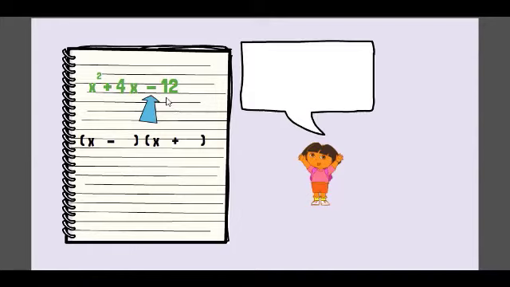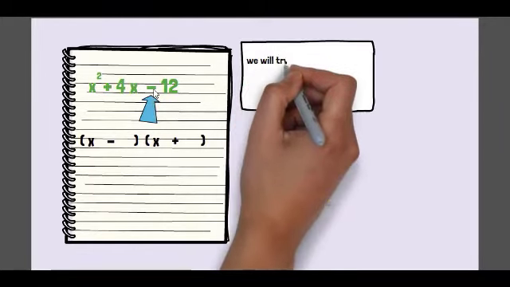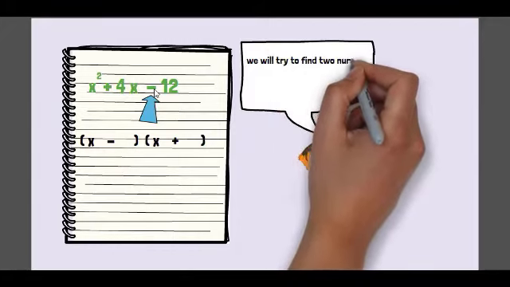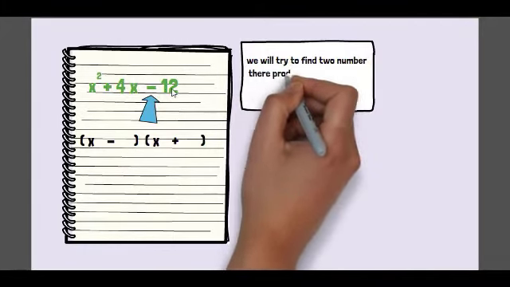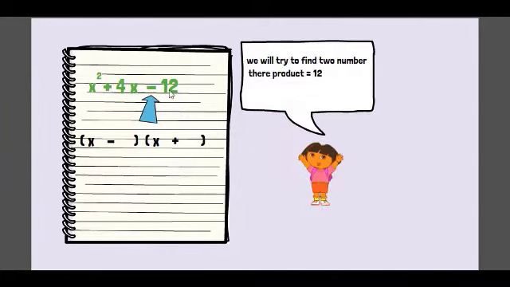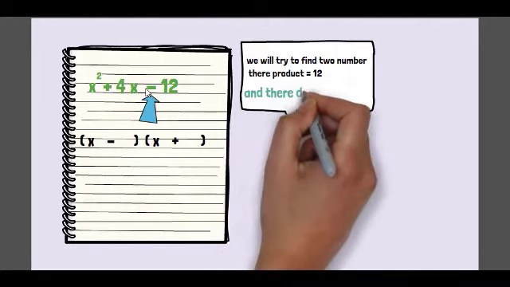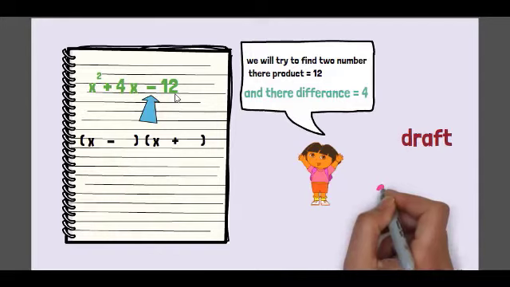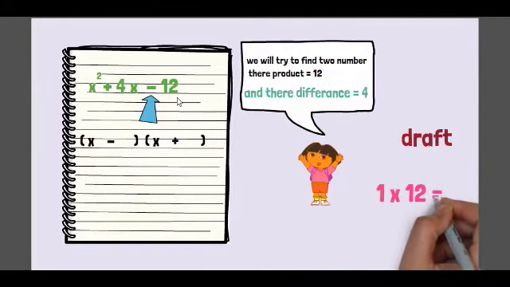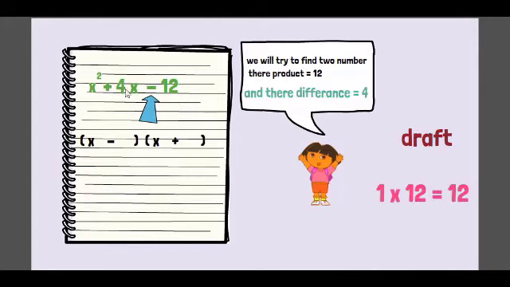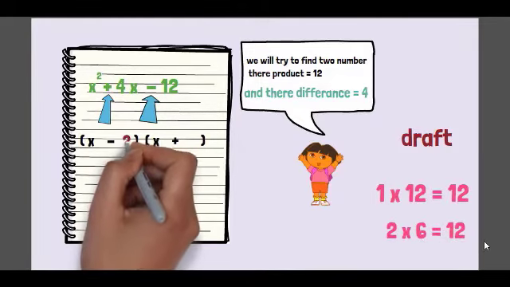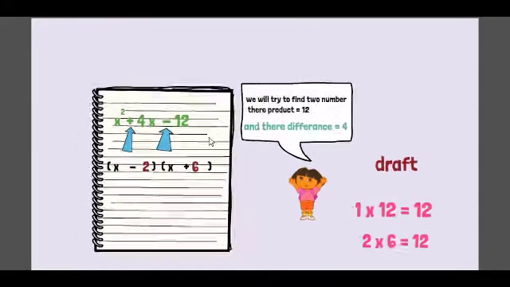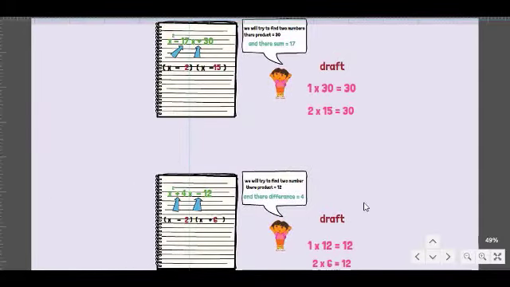Dora says that if the sign of the third term is negative, we'll try to find two numbers whose product equals 12 and whose difference equals 4. Let's check in our draft. 1 times 12 equals 12. 12 minus 1 equals 11, not 4. Another check. 2 times 6 equals 12. 6 minus 2 equals 4, which equals the middle term.